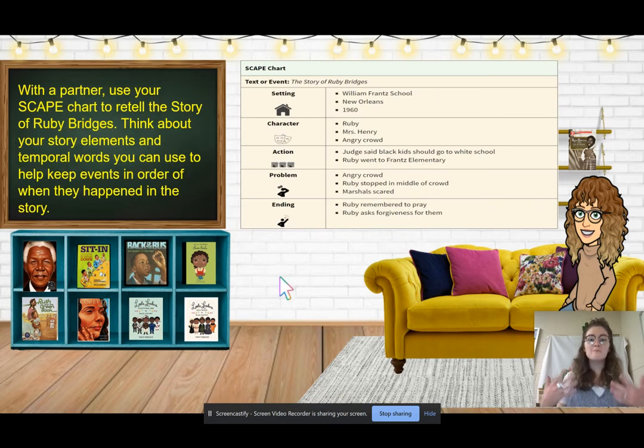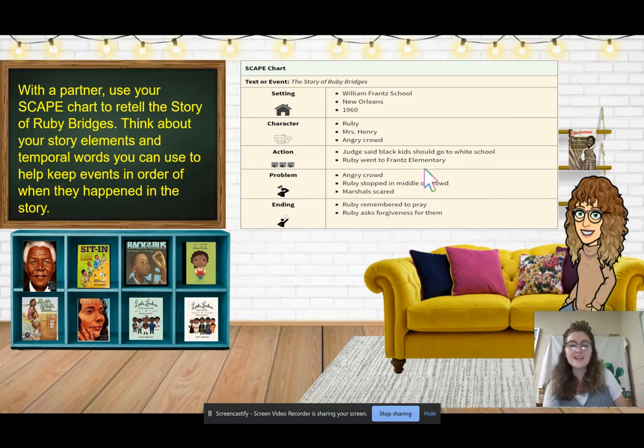So, my second grade Smarties, as you are watching this, you are going to have a chance tomorrow, it will be Friday when you do this, that you are going to be retelling the story of Ruby Bridges. Now, we can use this scape chart to not only organize our writing, but organize our thoughts as we retell this story out loud. So we can start by talking about the setting and our characters. That can be the first chunk of us retelling.